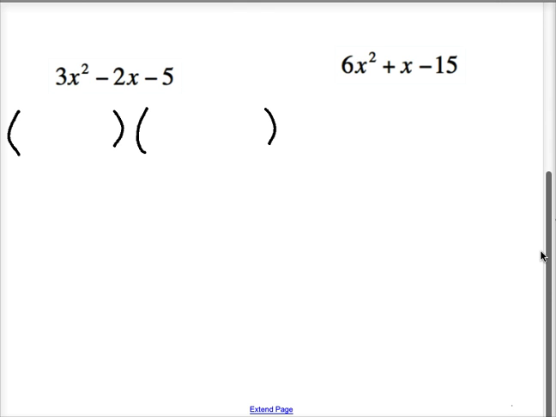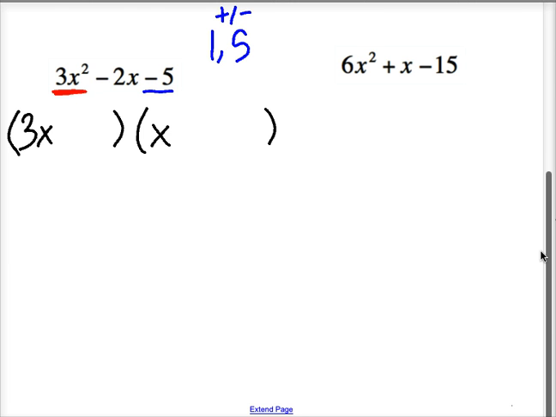So 3x squared. Well, 3x squared is going to come from 3x and x. 5 only comes from 1 and 5, so that's really nice. However, to multiply to a negative, it means we need a negative and a positive. Okay, we need one of each.